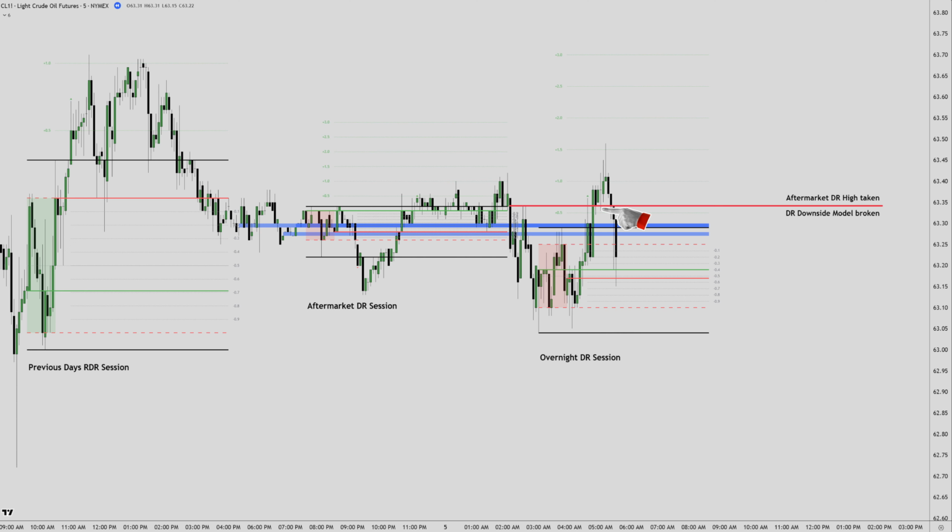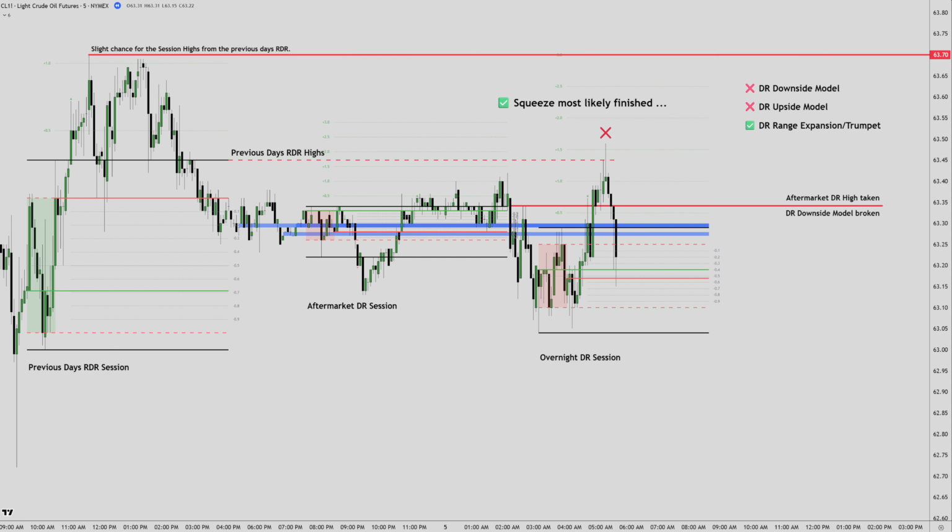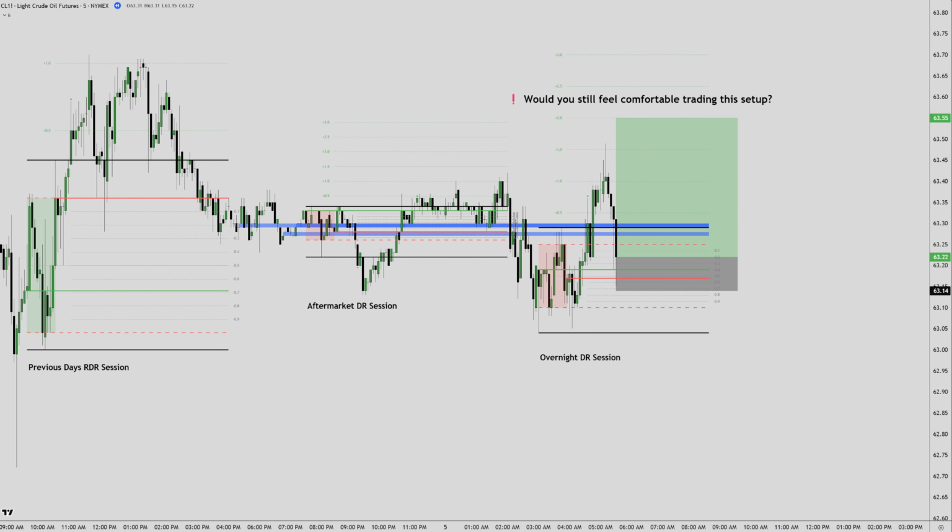You have the downside model that's broken, and now the situation shifts toward a DR range expansion model or trumpet-like price action behavior. But there is more information that tells you to be cautious. The previous day's RDR highs have been taken, and this is where the squeeze in a DR range contraction model has most likely finished. Chances are not necessarily high to see an expansion to the overall session highs. You don't want to bet on that probability. With all of that analyzed, would you still feel comfortable trading this setup?